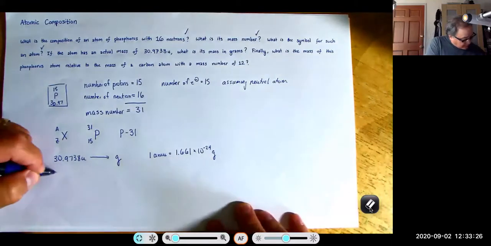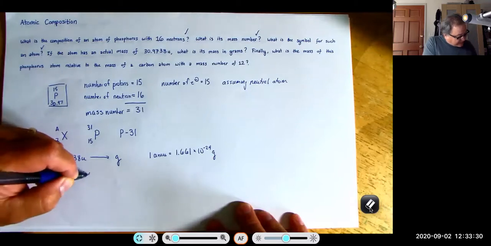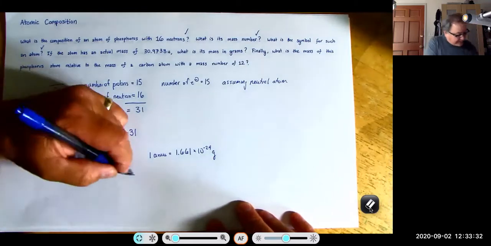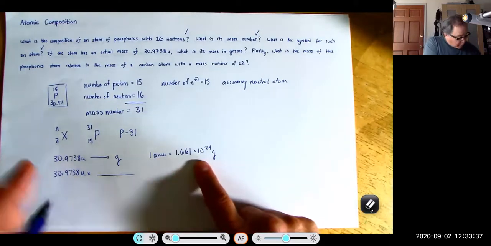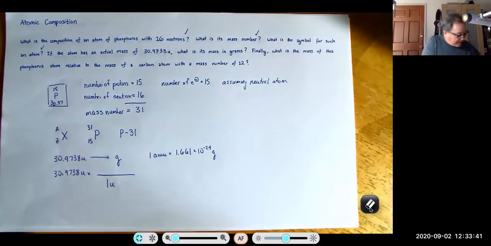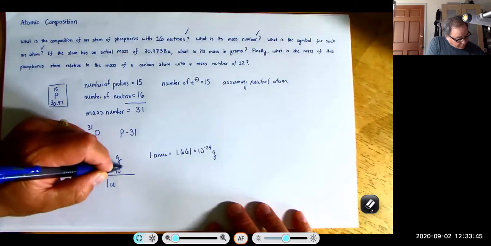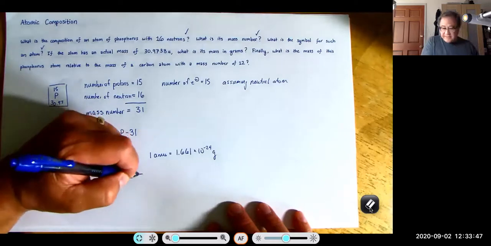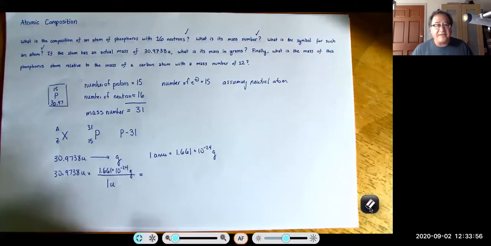So I'm going to use that. So I would write 30.9738 U times here. One of these has to go in the denominator. I'm going to put the 1 AMU in the denominator. We're going to make it U instead of 1 AMU. And I'm going to put 1.661 times 10 to the minus 24 grams in the numerator to get the answer. Okay. Now we have 30 point, well, we can estimate the answer, right?